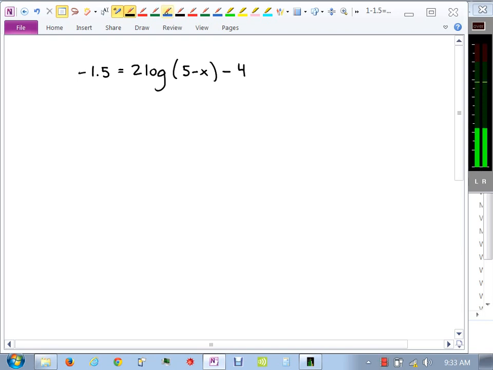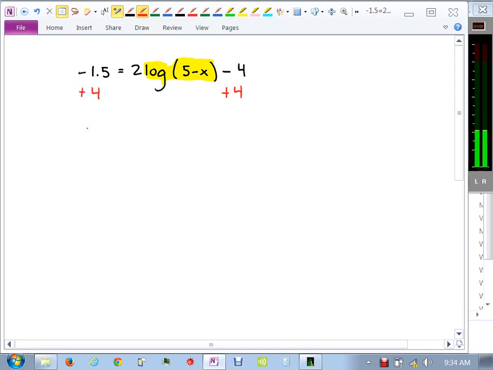So the idea here is to try and get the log and everything inside of it by itself, right? That way we can come in and do that loop. So we need to get rid of everything else first on that side of the equation. So I'm going to add 4. That'll be the first thing I do.